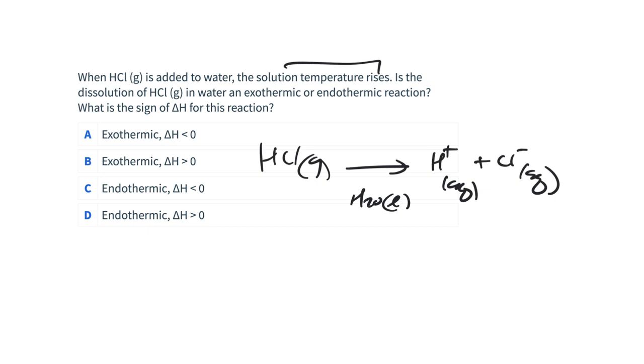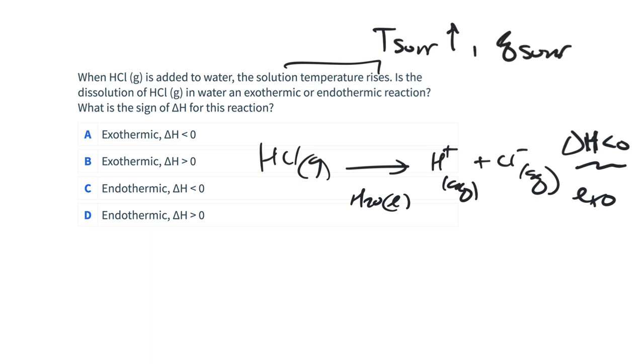Exothermic or endothermic? Who says endothermic? Anybody say endothermic? The water bottle does. No, it's exothermic, of course. So delta H here should be less than 0. It should be an exothermic reaction because heat's being released by the reaction. That's why the temperature of the solution goes up. So the temperature of the surroundings rises because the heat of the surroundings is increasing. The only way that this can happen is that the heat of the reaction drops.